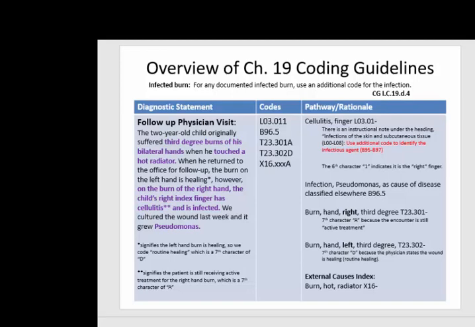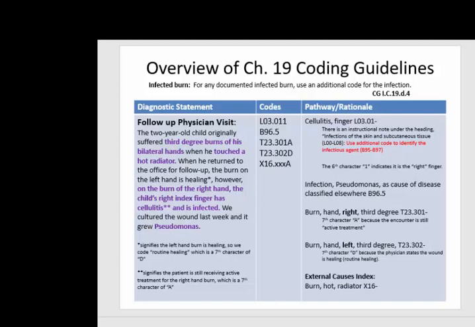And the next guideline has to do with an infection. When you have an infected burn, you're going to always want to include the code for that infection. So now you think about our definition of a principal or first listed diagnosis: what occasioned the patient to come for treatment, either admitted to the hospital or coming to the doctor's office. In this case, the child is coming to the doctor's office, and you see that this physician has stated that the burn on the left hand is healing.